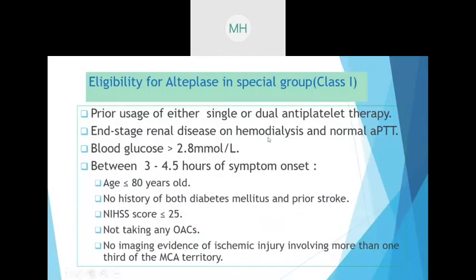On the usage of alteplase in special groups, those who have end-stage renal failure on hemodialysis with normal APTT, we can consider for thrombolytic therapy. Those who are actually on single or dual antiplatelet with normal lab parameters, you can consider for thrombolytic therapy as well.